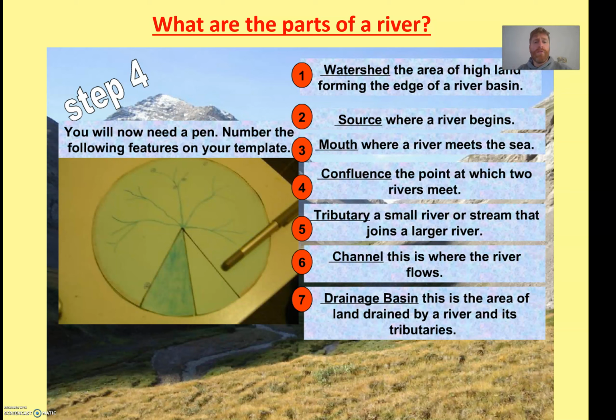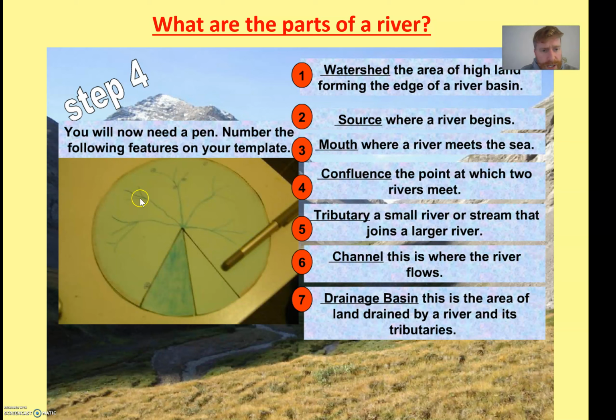The source is where the river begins. You need to find the blue line that is closest to the watershed that you've drawn, because that will be your source. That's the point at which the river starts. The mouth is going to be this bit here. It's going to be at the bottom of this blue channel here, because it's where the river meets the sea.